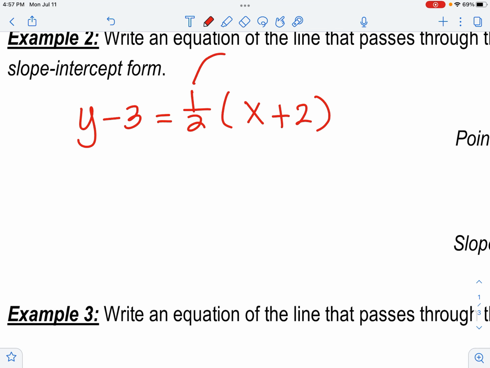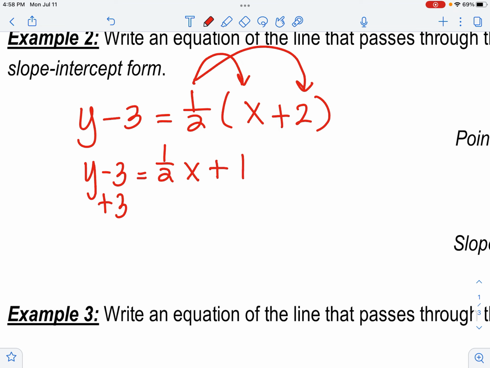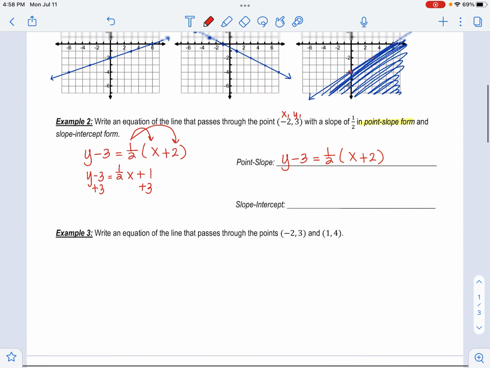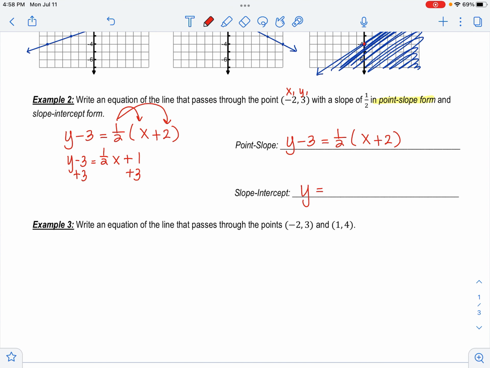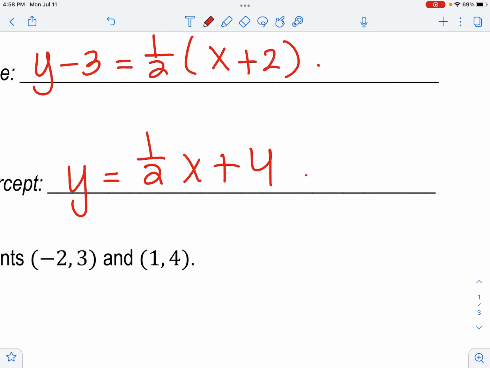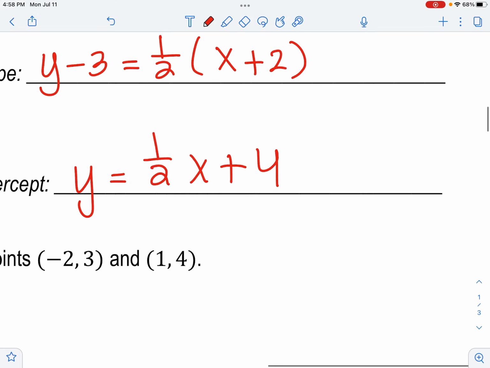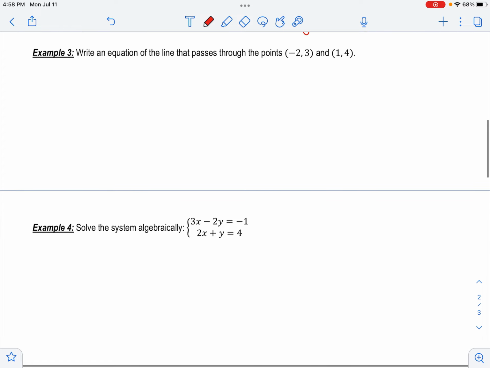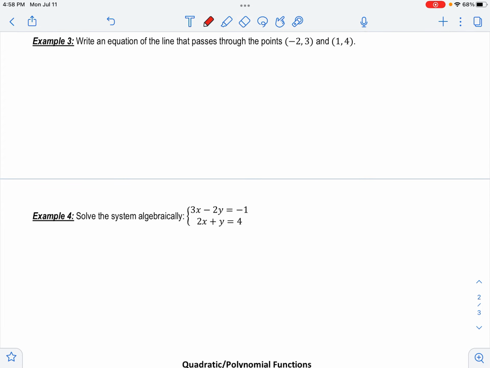To solve this for y, I'm going to have to distribute the half. So I have y minus 3 equals 1/2 x. 1/2 times 2, or half of 2, is 1. And then add 3 to both sides. So we get y equals 1/2 x plus 4. So these two are the same line. If I were to graph the first line, or the second line, so this line or this line, they would be the exact same line. Okay? All right, next one, write an equation of a line that passes through these 2 points.